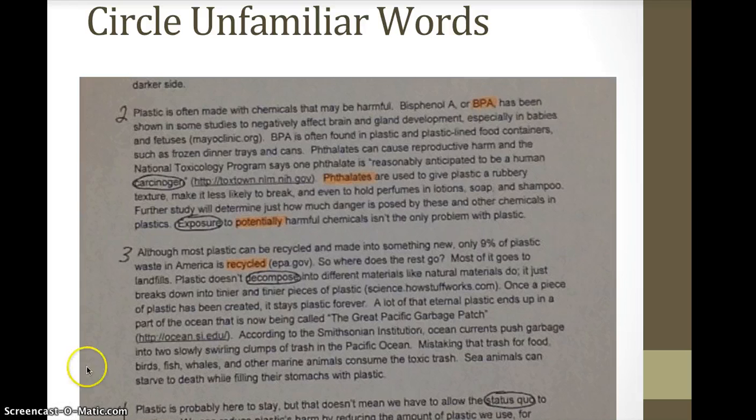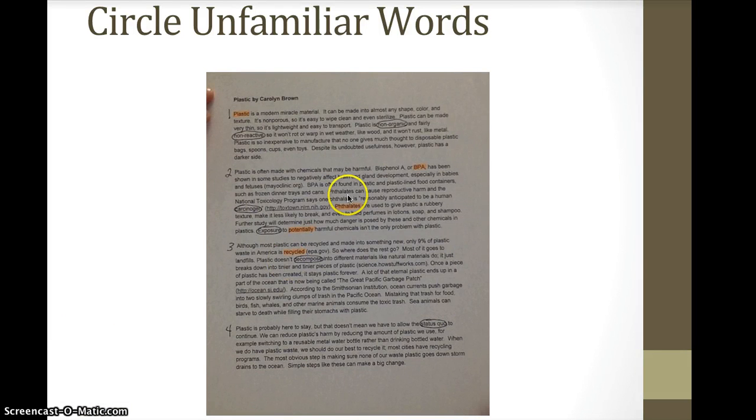Next, you're going to circle the unfamiliar words. Again, I've shown you a close-up of paragraphs 2 and 3, and you'll see that I've circled carcinogen, exposure, and decompose. Again, many of you may know some of these words, but for most middle schoolers, they're going to be unfamiliar, so we circle them. And you do that with all 4 paragraphs.